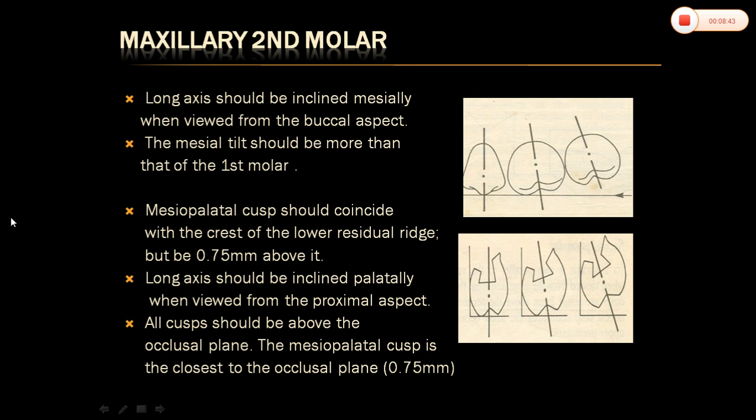The mesiopalatal cusp should coincide with the crest of the lower ridge, as usual, like maxillary first molar, but it should be 0.75 mm above it. Remember, no cusp should touch the glass plate for the maxillary second molar. It almost mimics the first molar, but there will be more mesial tilt and no cusp will touch the glass plate. Long axis should be inclined palatally when viewed from the proximal aspect.